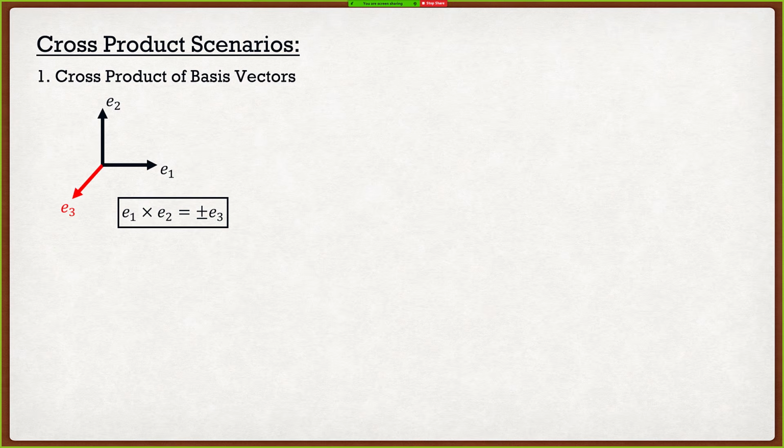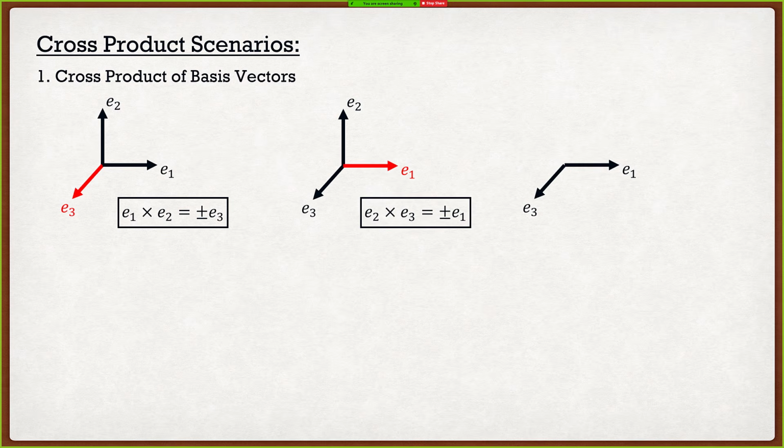So if I were to go E1 cross E2, I'm getting plus or minus E3. Similarly, if I were to go E2 cross E3, I'd get E1. And finally, if I were to go E1 cross E3, I'm actually able to get E2. So that's, again, more of a proof thing that you guys will see in a lot of continuum mechanics textbooks. Not very important. It's very easy to see.